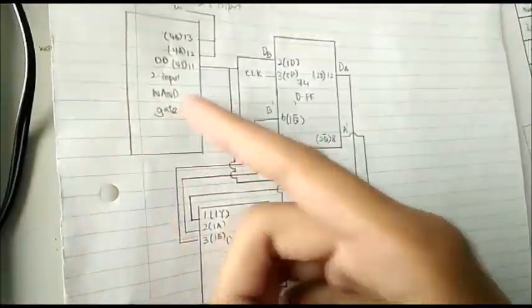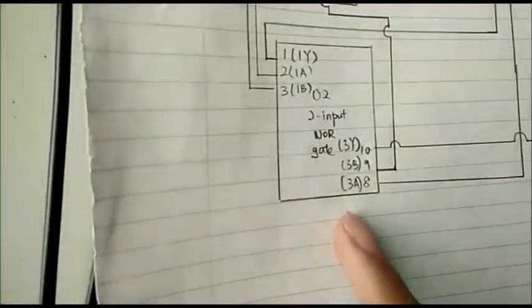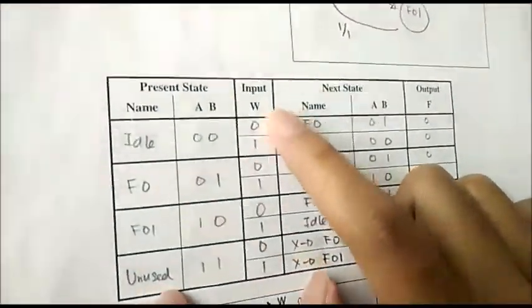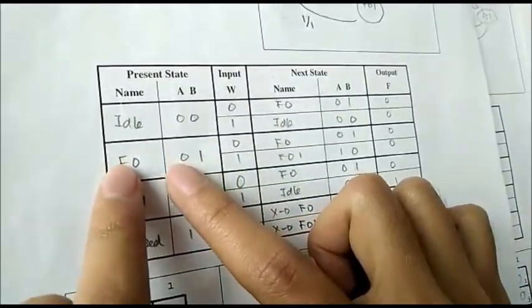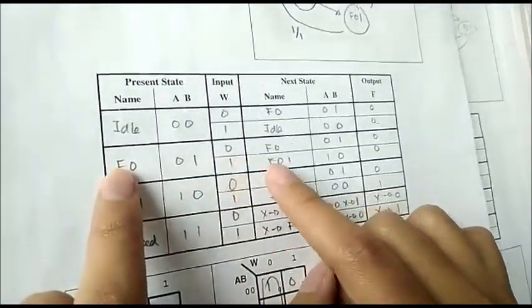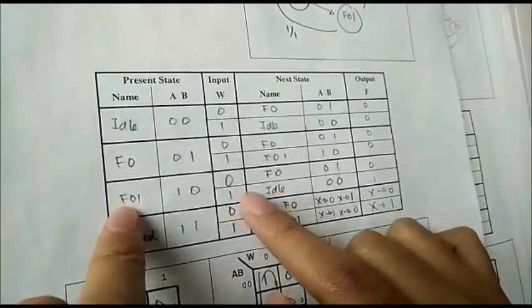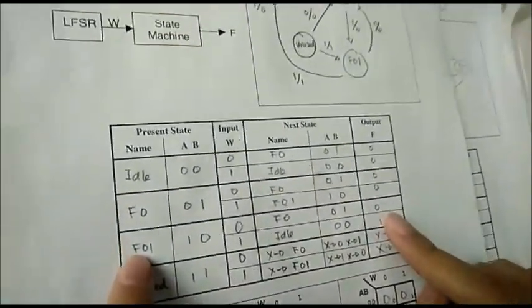This is a NAND gate. We're using De Morgan's law to change it to a NAND gate, and this one is a NOT gate. We are also using De Morgan's law to change it. When W is equal to 0, it goes to the F0 state. On the next step, when it becomes 1, it goes to the 0, 1 state, and when it becomes 1 again, the output is equal to 1, and this is our answer.